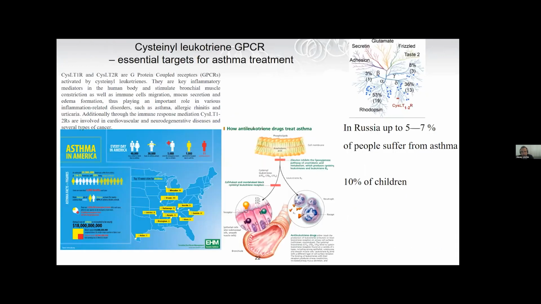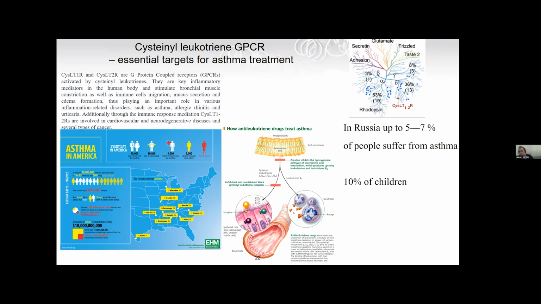As for our targets, we are working, and continue working, on cysteinyl leukotriene receptors. These are very important targets for treatment of asthma and inflammatory diseases of a broader spectrum, like allergic rhinitis and urticaria. But asthma is the strongest burden on society. There is an impressive statistic in the United States, and in Russia it is also a very difficult disease.